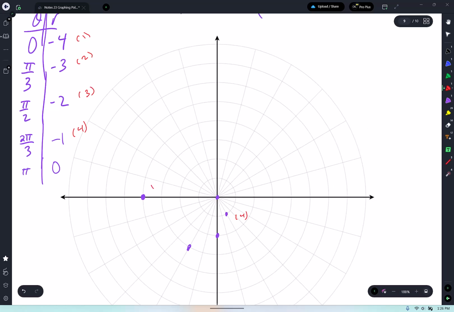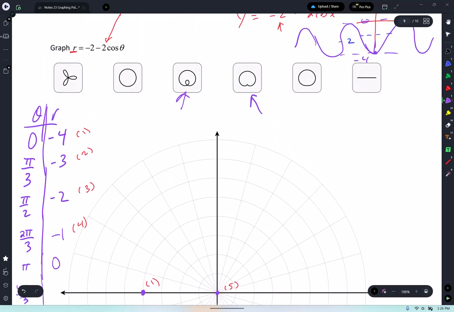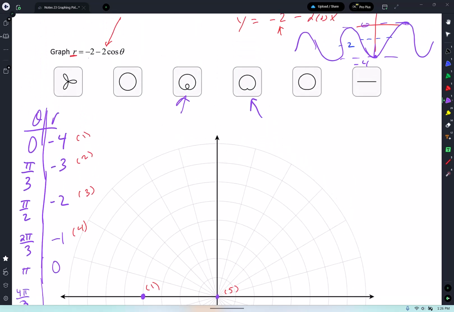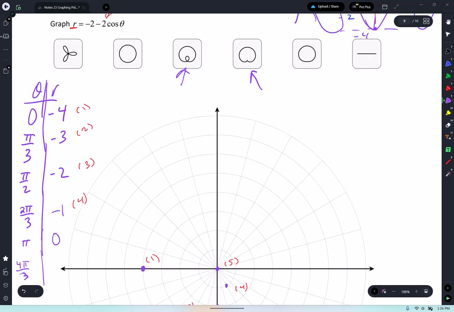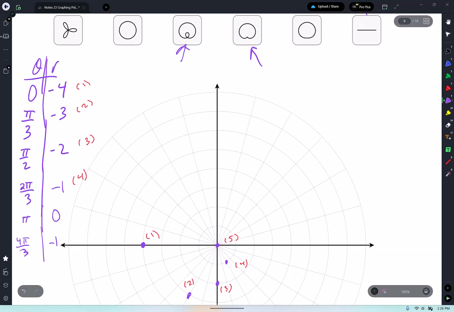Look, this is our first point, this is our second point, this is our third point, fourth point. There's our fifth point. Let's keep going. I'm going to plug in 4 pi over 3. If you plug in 4 pi over 3, you get a -1/2. -1/2 times -2 is a +1. -2 plus 1, -1. So go to 4 pi over 3, -1.